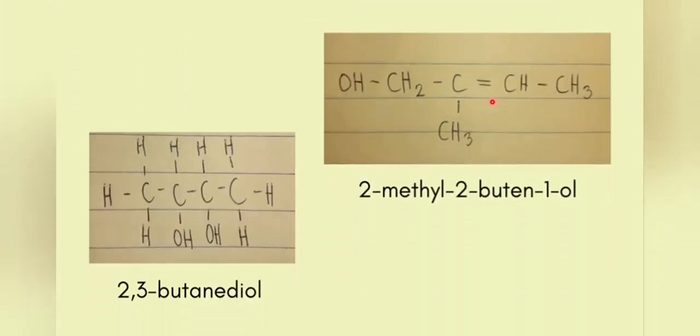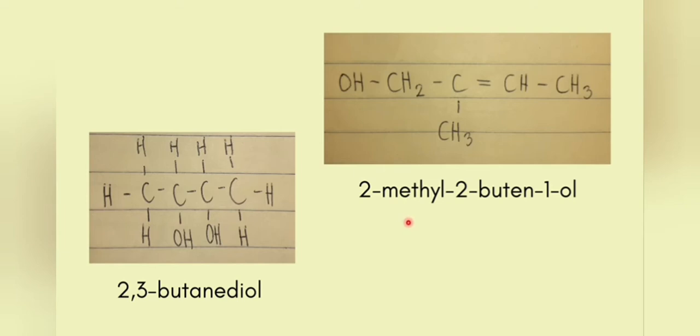Let's start off with the naming of this structure. 2,3-butanediol. The hydroxyl groups are located in the second carbon and the third carbon. And since the parent chain has 4 carbons, it is called butane. And diol means 2 hydroxyl groups.